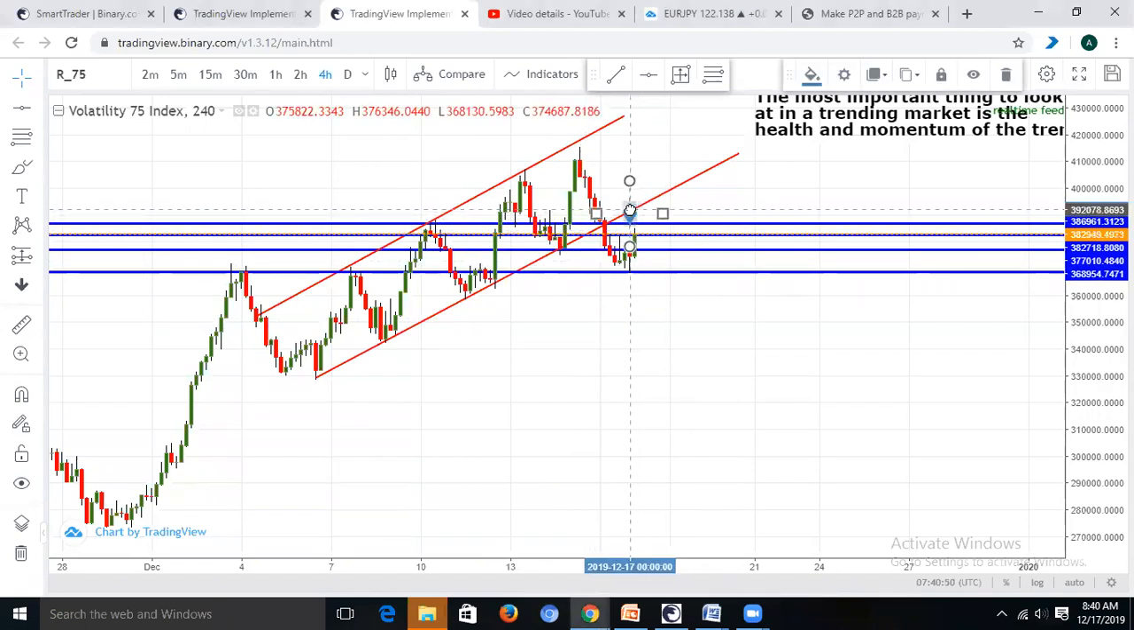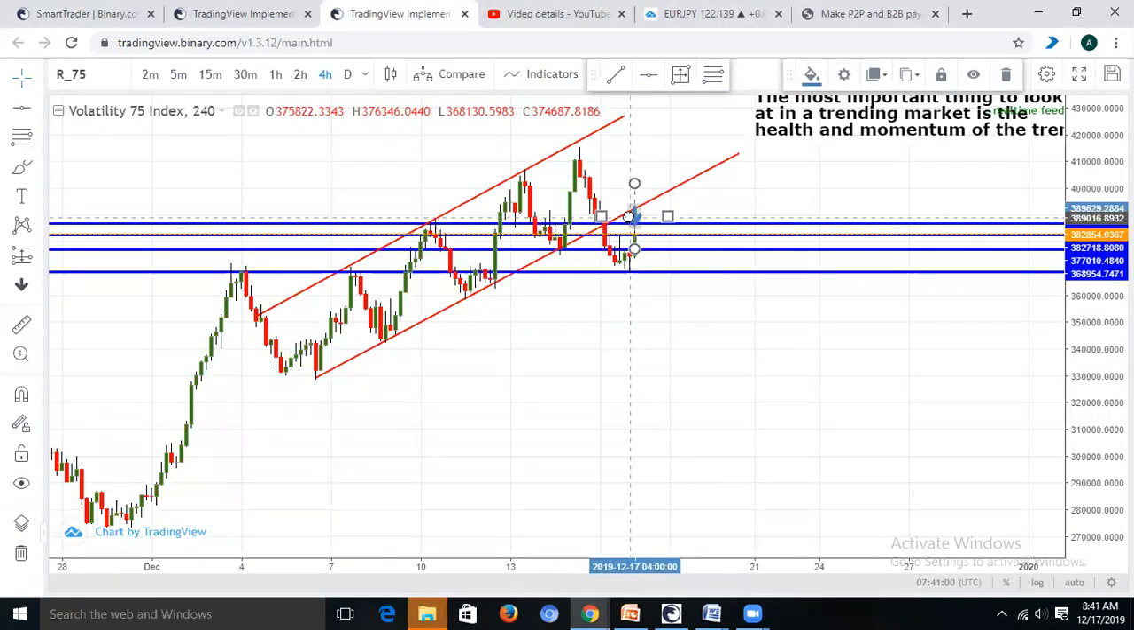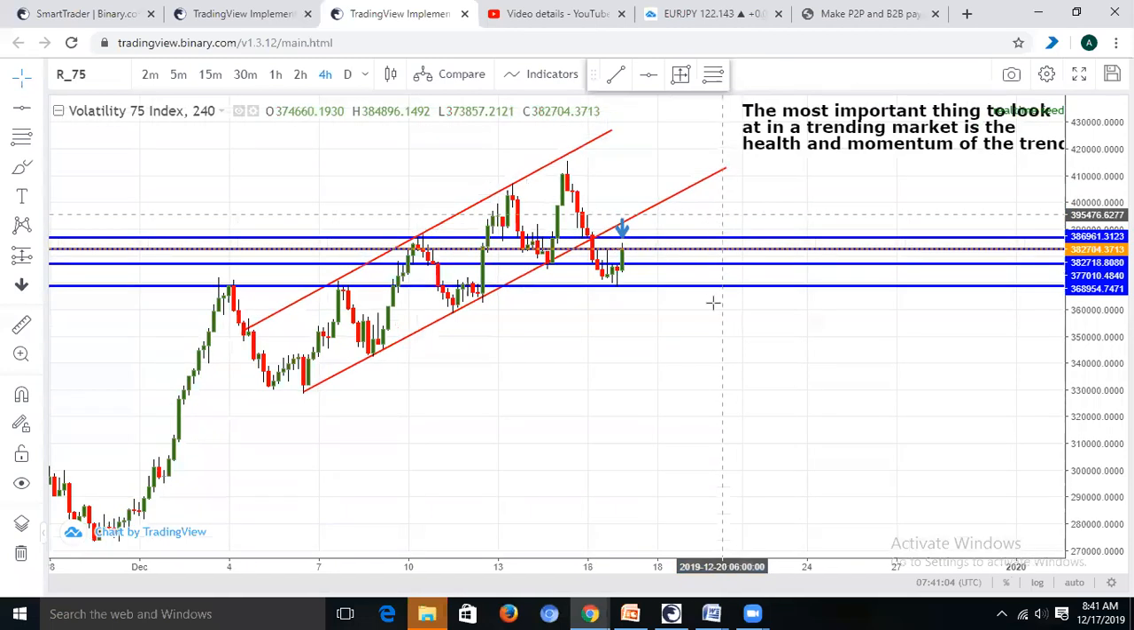Somebody says a sell limit here will work. It will work with a stop loss. In case it doesn't work, you minimize the risk, you have a stop loss.